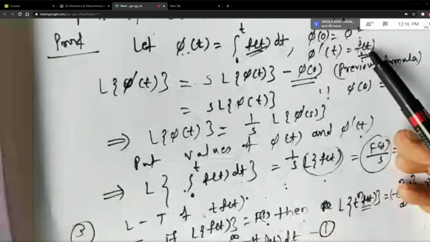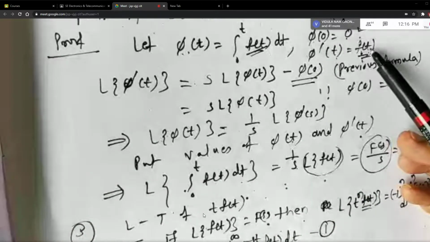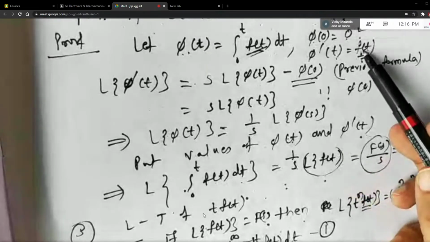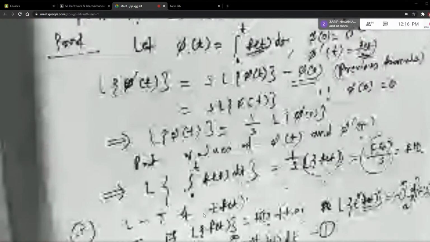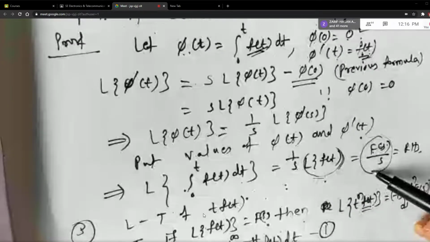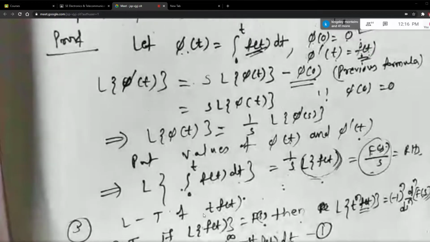It is f of t you got. Phi dash of t you got as f of t. So I'm just changing the bracket. In place of phi dash of t, I'm putting f of t. Right? But what is L of f of t? It is capital F of s, and upon s is already there. And this is your required right hand side.